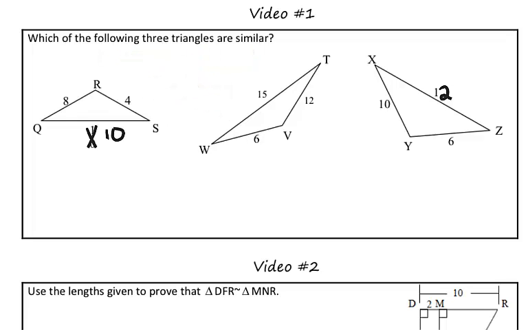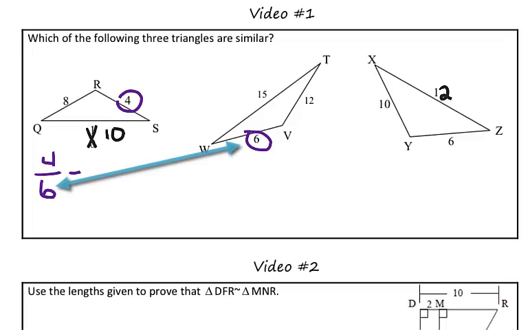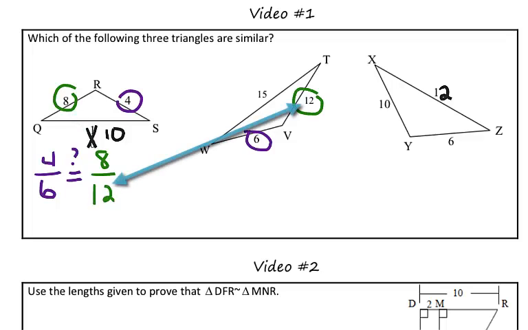So I'm going to start with the smallest side length, which is RS, which has a side length of 4. And 4 would correspond with the smallest side length in the second triangle, WVT, so 6. So 4 over 6, is that equal to, we're going to take a look at the next largest side length, 8 would correspond with 12 between these two triangles. And last but not least, we've got our longest side, 10, or QS, would correspond with WT, which is 15.